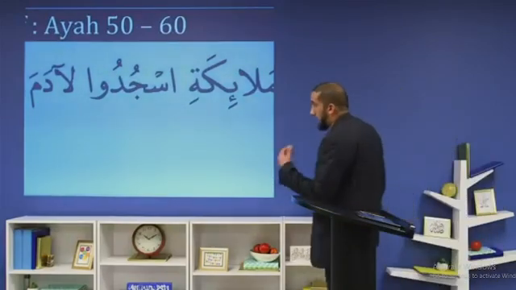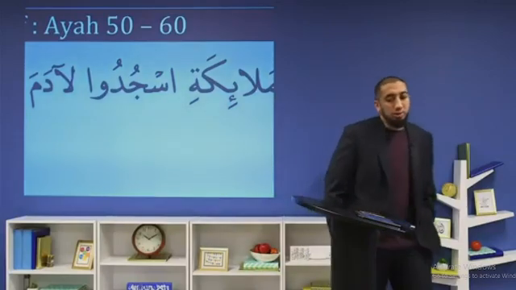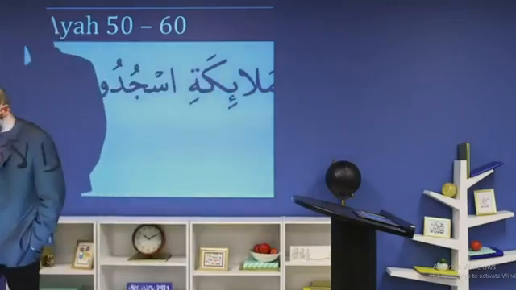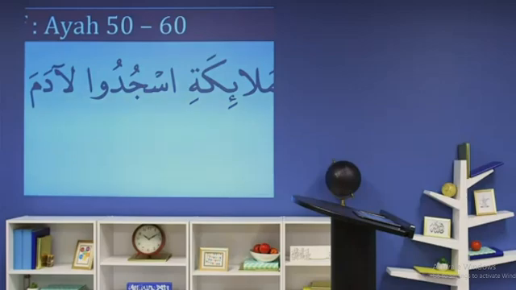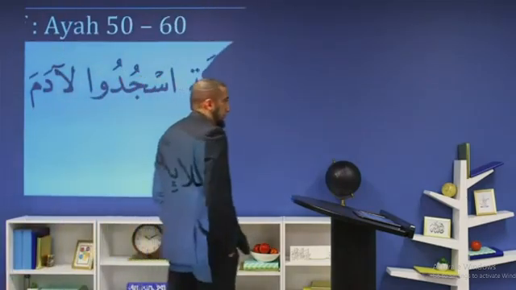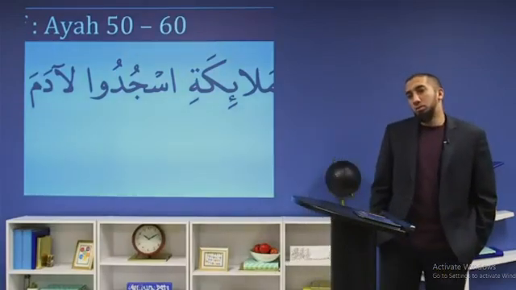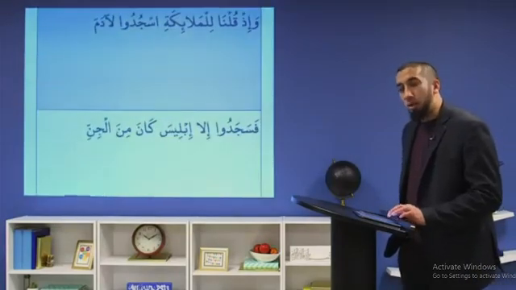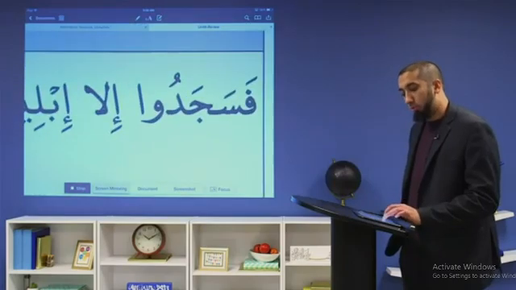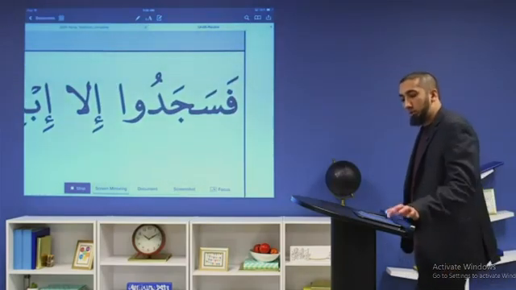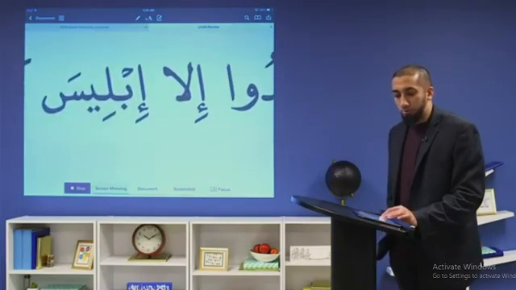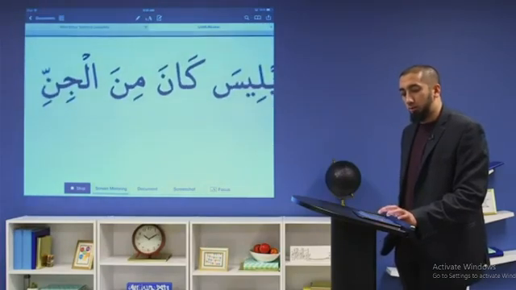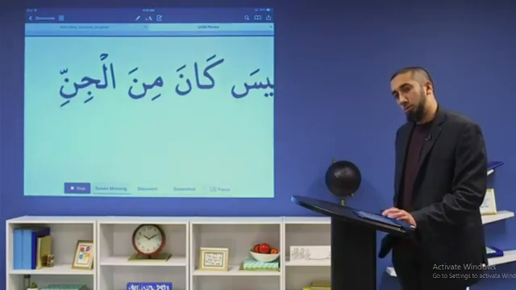Usjudu, make sajda li Adama, to Adam. What is li Adama? It is jar majroor. Good. How come it's not jar? Because it's a non-Arab name. Good, pre-Arab name actually. Li Adama, to Adam. Make sajda to Adam. First, sajadu. So they made sajda. Illa Iblisa. What does illa mean, do you know? Except. Except Iblis. Yes. Kana min al-jinn. He was from the jinn.